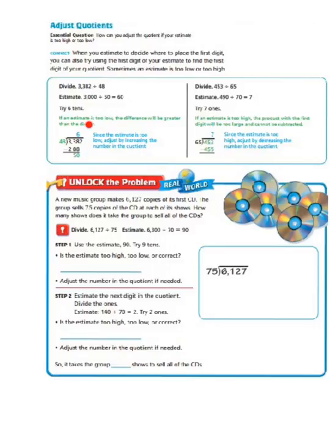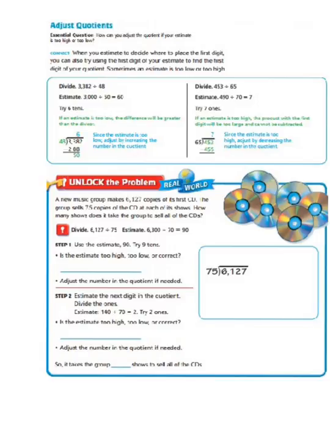If an estimate is too low, the difference will be greater than the divisor. So the difference here would be greater than our divisor. Since the estimate is too low, adjust by increasing the number in the quotient. So instead of 6, we would raise that to a 7, and that would become the first digit in our quotient.